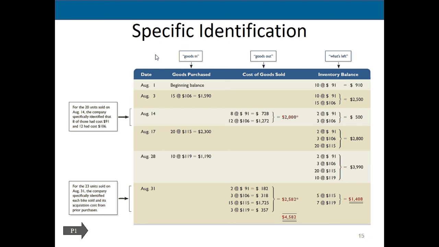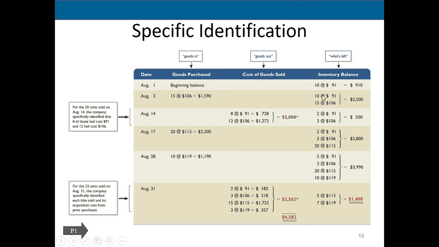So let's follow that same example. Here's our initial 10. We bought another 15. Now we have a total inventory value of $2,500. But on August 14th, we sold 20 units. And the company specifically identifies that 8 of them originally cost us $91 and 12 had a cost of $106.